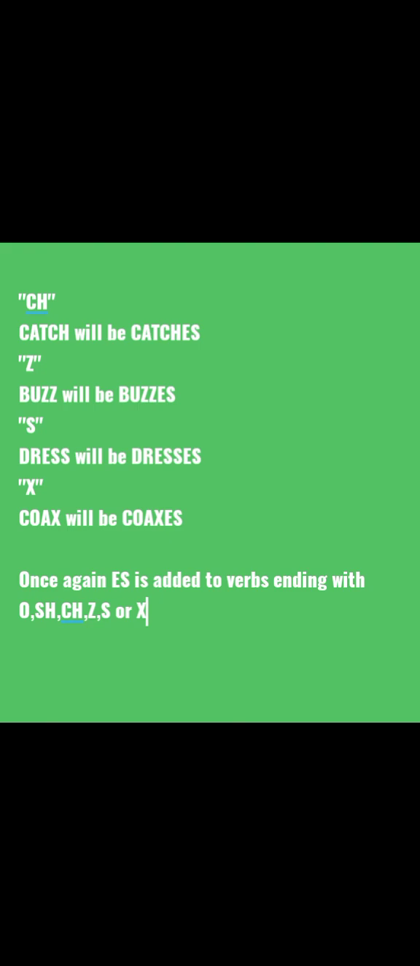Another reason we add es to verbs is when the verb ends with s. The verb dress ends with s. When you add es to it, it gives you dresses. Another reason is when the verb ends with x. The verb coax ends with x. When you add es, it will give you coaxes. Once again, es is added to verbs ending with o, sh, ch, z, s, or x.